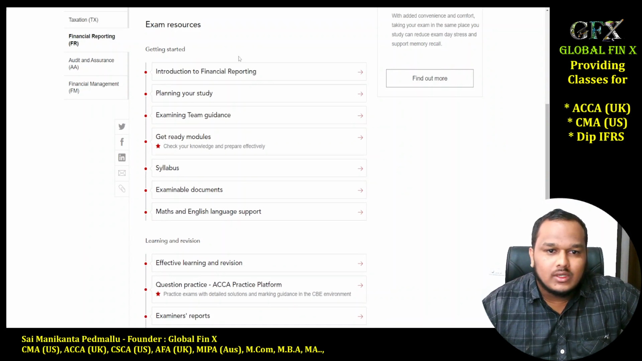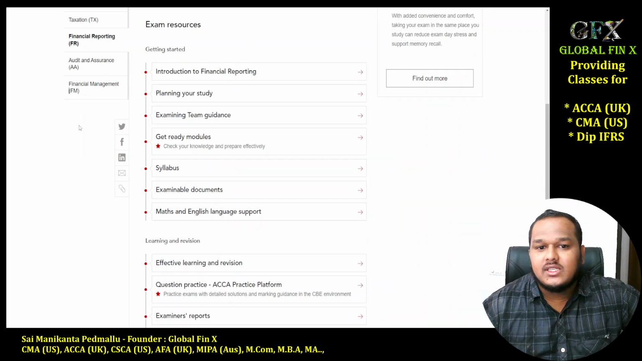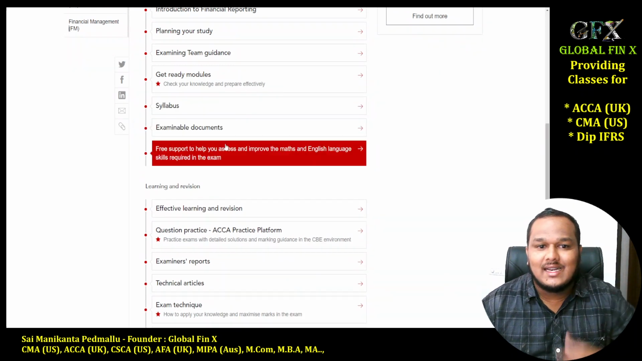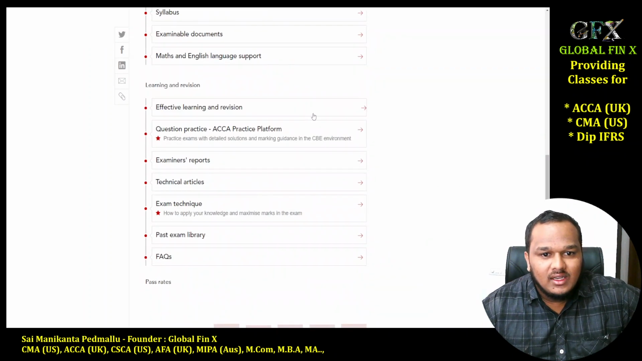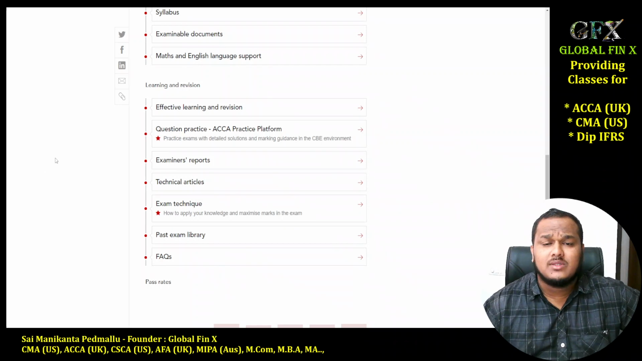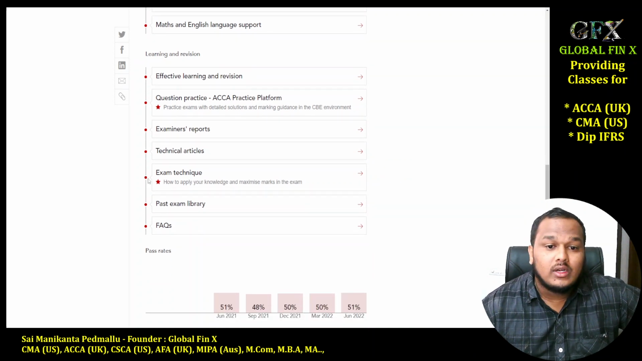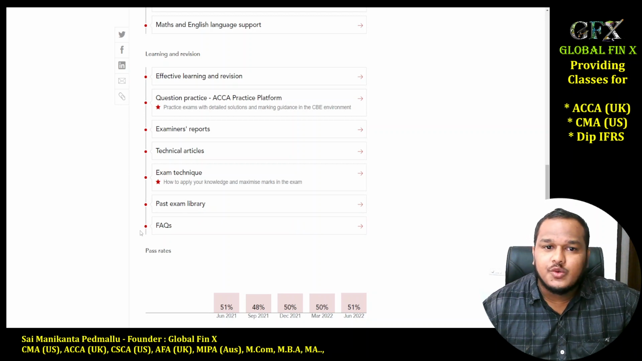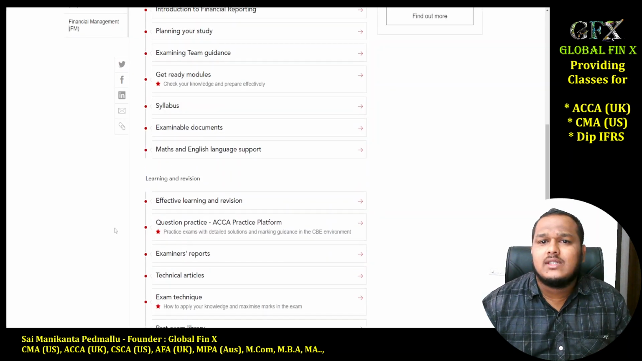You have an introduction to financial reporting, how to plan your study, and the guidance given by the exam team. Then you have your syllabus, examinable documents, and the relevant standards applicable for your exam, then some maths and English language support, then learning and revision videos provided by ACCA, the practice platform, examiners' reports, previous exam reports, technical articles on your subject, which technique has to be used for your exam, then your past exam question papers and frequently asked questions. So everything that you need to know about a particular paper is covered in this student study support resource.